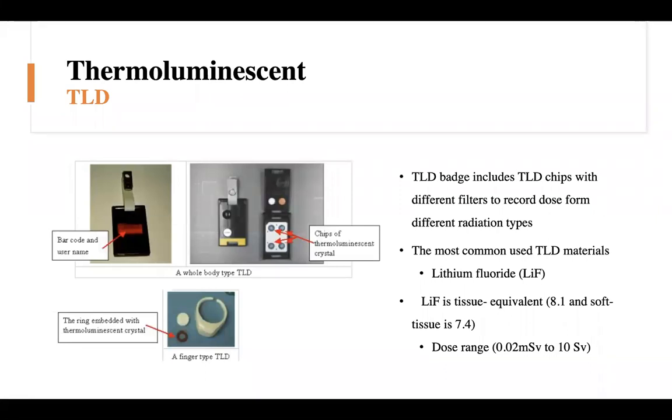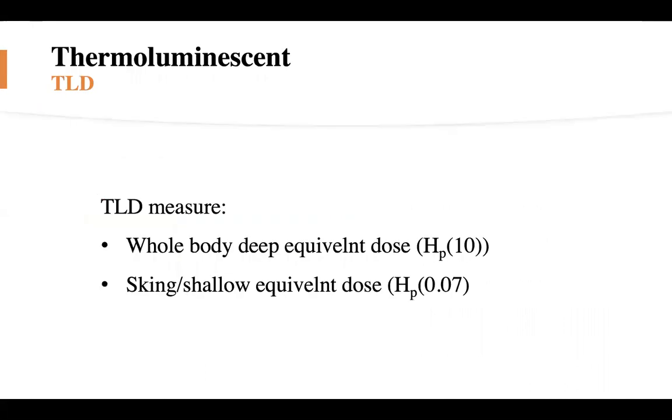This is just more detail about the TLD. The badge includes chips, different chips to measure different types of radiation, neutron, gamma, X-ray, and to measure the shallow or deep dose or whole body dose. Different materials can be used for this chip, but one of the famous materials is lithium fluoride, which is tissue equivalent. This is one of the features of TLD using this material. Dose range is 0.02 millisievert to 10 sieverts, and this is one feature that should be in a personal dosimeter, a wide range. TLD measures the whole body deep equivalent dose, HP10.